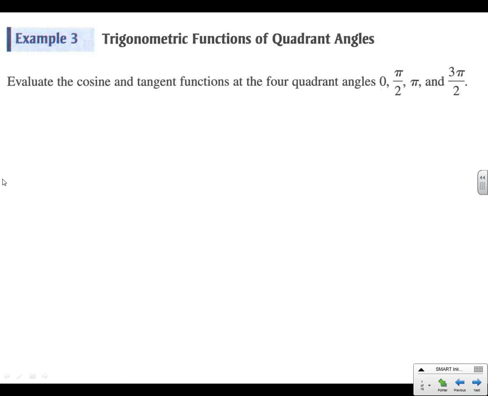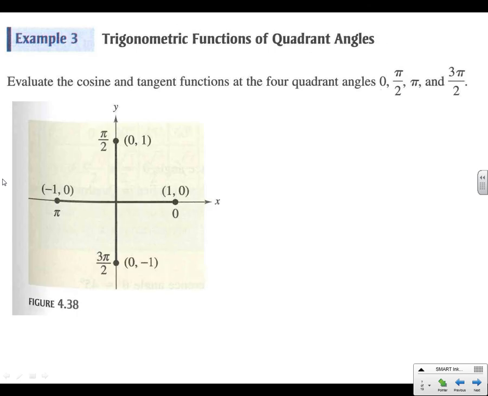Okay, let's try this one. Evaluate the tangent functions at the 4 quadrant angles: 0, pi over 2, pi, and 3 pi over 2. This one is fairly straightforward because on all of these, our radius is 1.